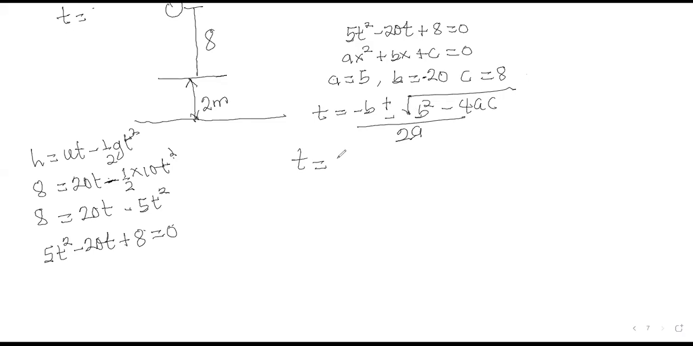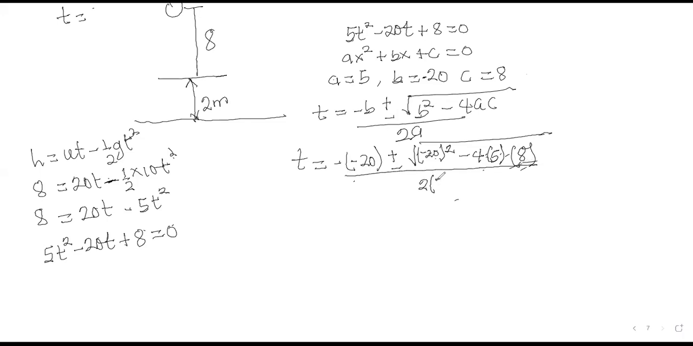So negative, minus negative 20, plus or minus square root of negative 20 squared minus 4 times A, which is 5, times C, which is 8, all divided by 2 times 5.